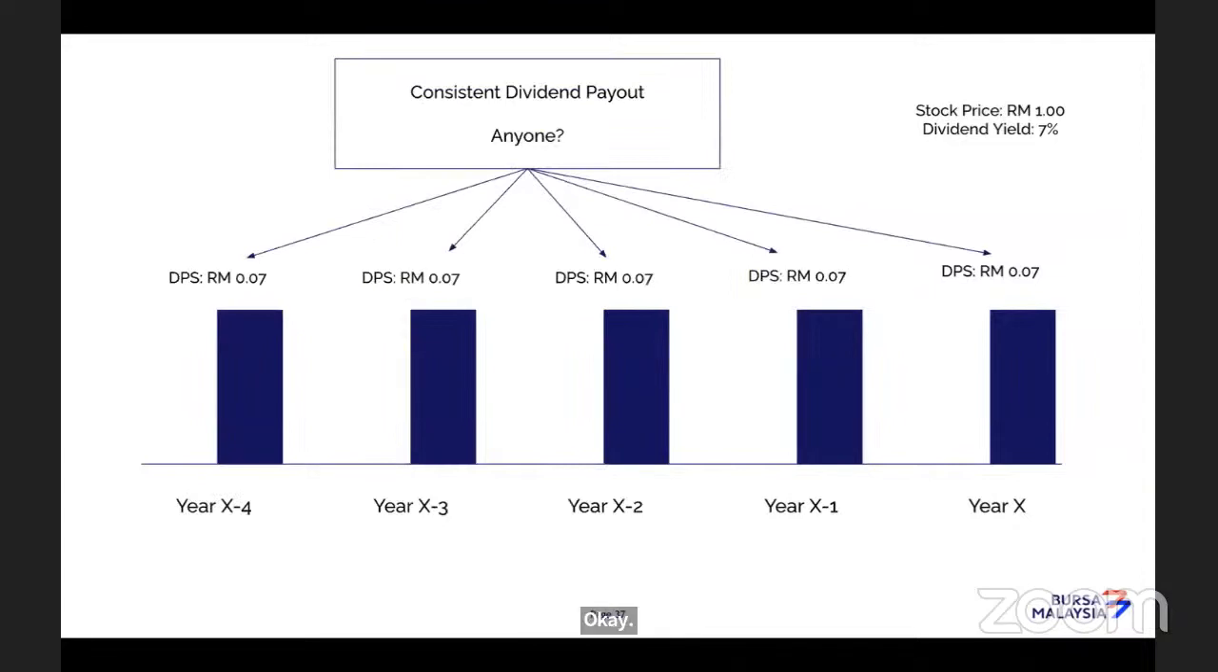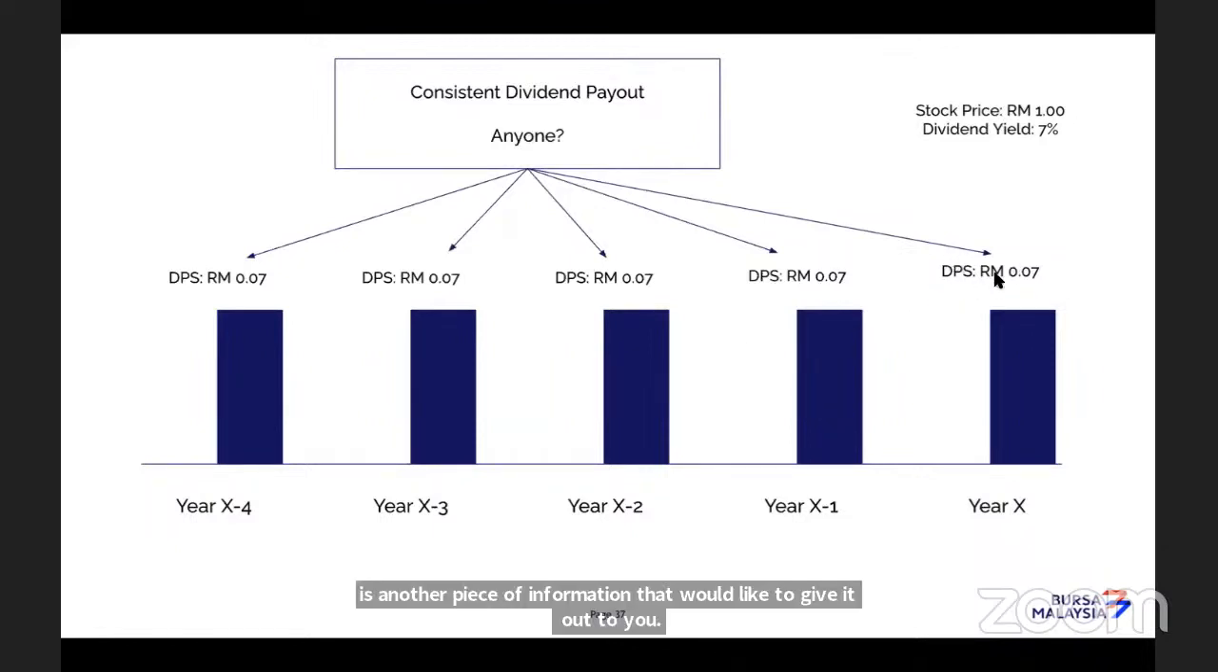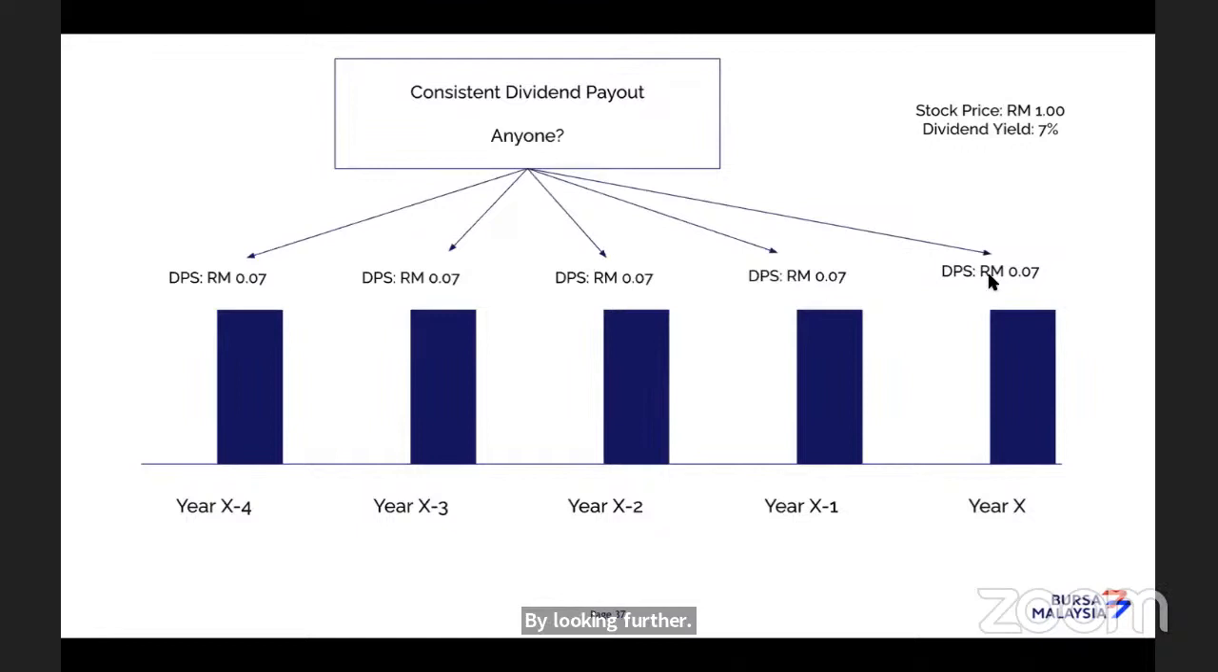Now, this is another piece of information that I would like to give out to you. By looking further, if you look back the past 5 years, every year it pays you 7 cents in dividends per share. Every year, without fail, you will get 7 cents in dividends per share. Now the stock price is $1. Dividend yield 7%. Okay, type in the chat box if you are already convinced.